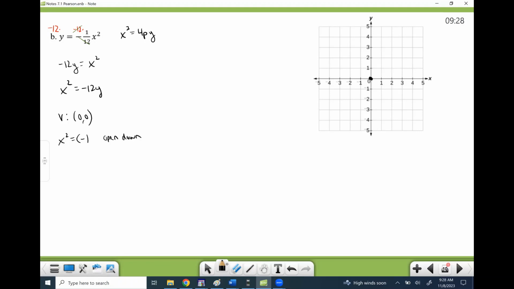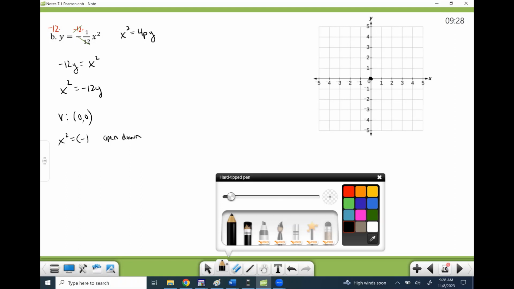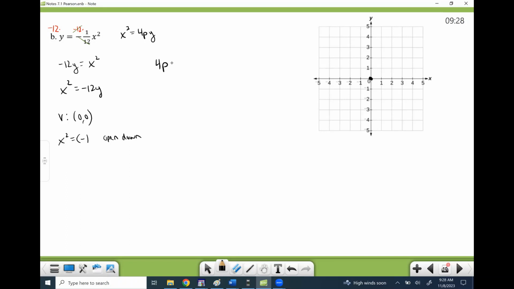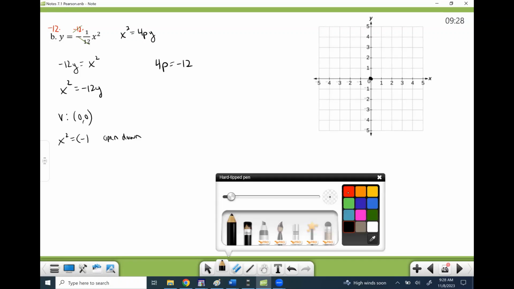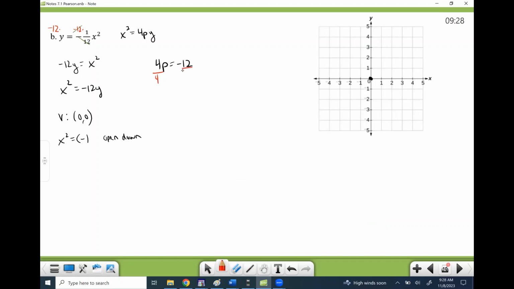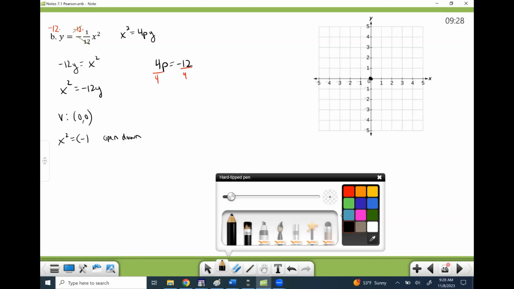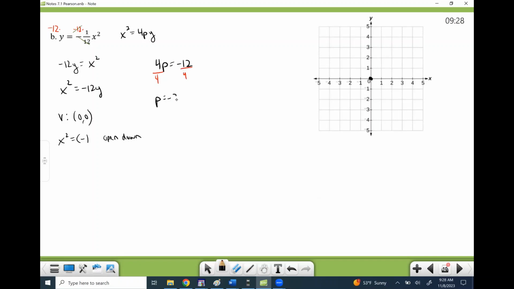Okay. To get the p, don't forget you set 4p equal to whatever's in front of the non-squared term. Okay, so let's divide by 4 on both sides. And we get that p equals negative 3. Now we said this opens down. So I would go down 3 to get to my focus and up 3 to get to my directrix.